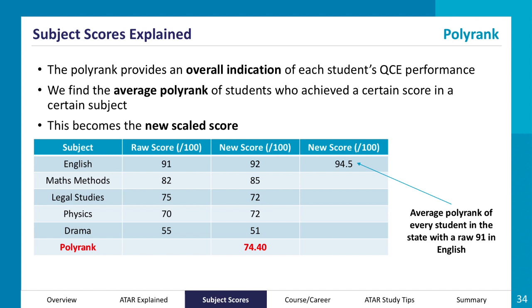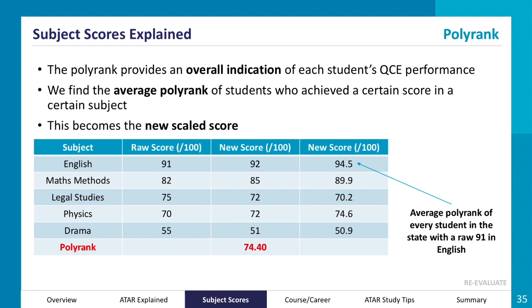And we can repeat that process for every score across every subject. For example, looking at everybody who achieved an 82 raw in math methods, we might find that that pool of students, their average Polyrank was 89.9, and we repeat the process all the way down the list. Now, that's great. What we now have is an updated and indeed more accurate round of scaled scores. So this fourth column supersedes the third column. That fourth column becomes the updated study scores.